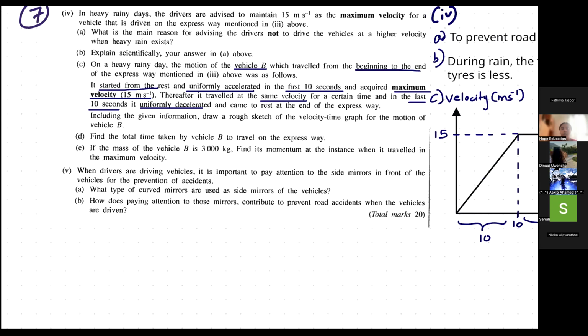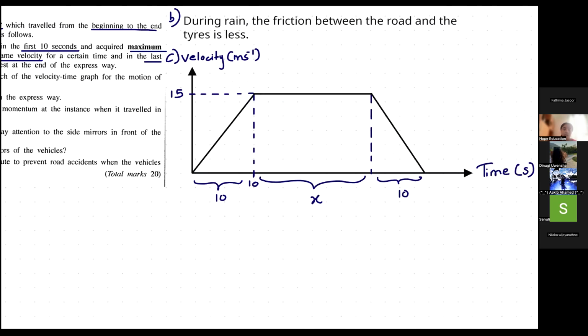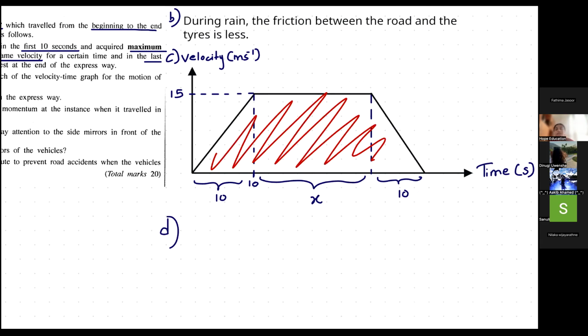Find the total time taken by vehicle B to travel on the expressway. To find the time, kids, we know that here the initial duration is 10 seconds. Here the final duration is also 10 seconds. We are not given the middle duration, so there is no way to find the total time directly. So what do we do? We can take the area under the graph, can't we? In a velocity time graph, what does the area under the graph tell you?